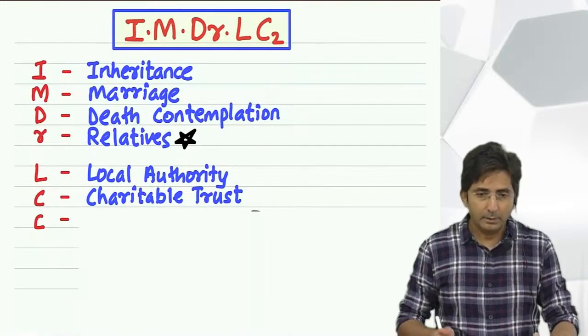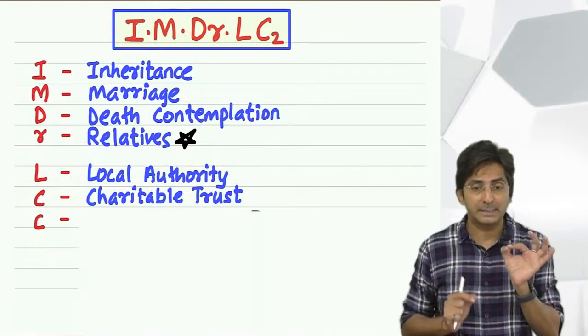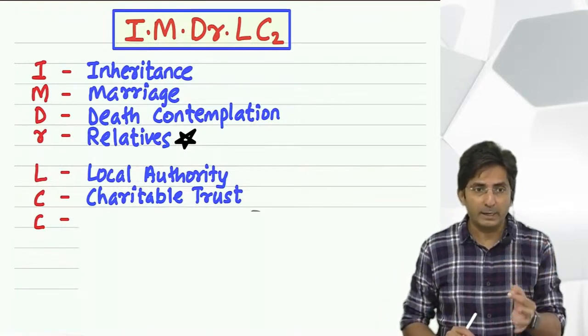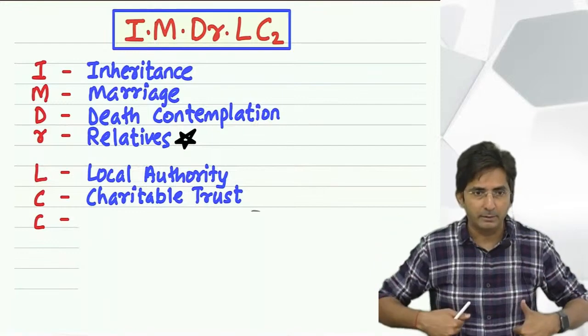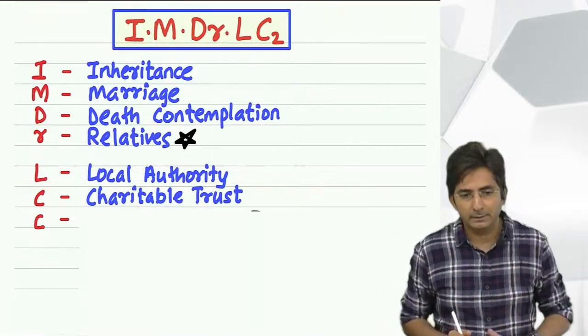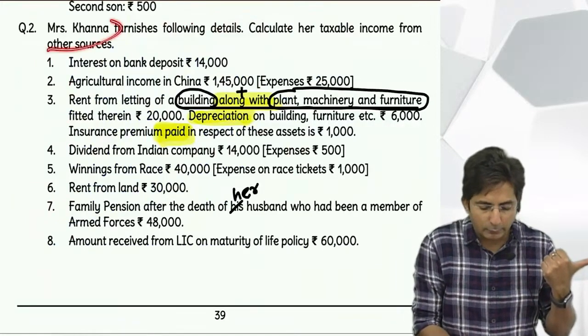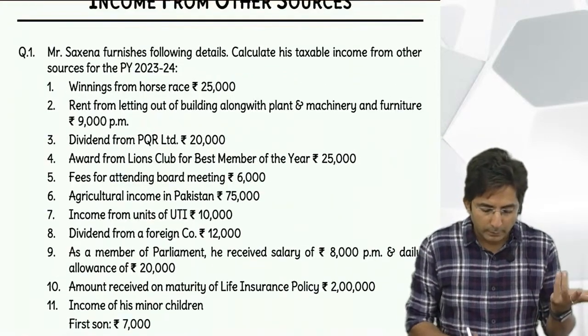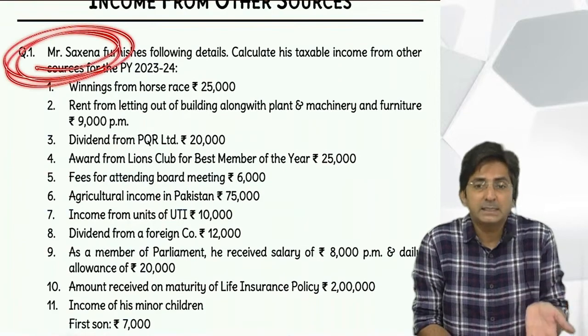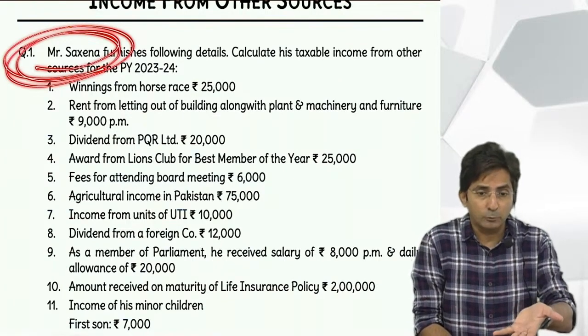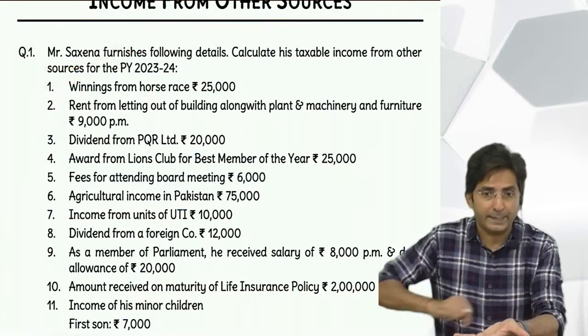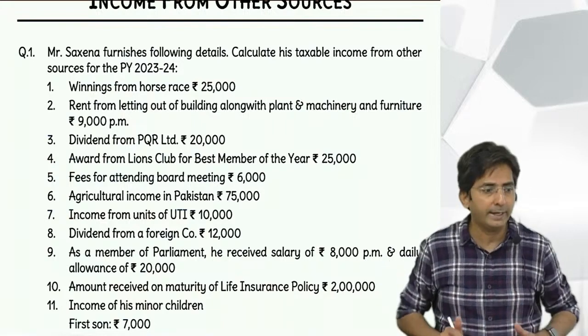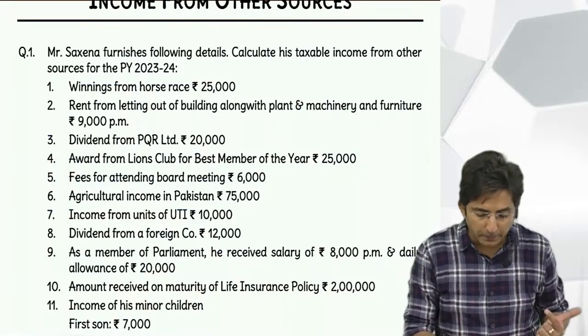Either the assessee's own treatment. See, you understand what assessee means. For example, if you are calculating my income, then Shirish Vyas will become the assessee. And in this question, we are calculating income of Mrs. Khanna, so Mrs. Khanna is the assessee. And similarly, here Mr. Saxena is the assessee. Assessee means the person whose income we are computing, who is being assessed. Okay. So it should be whose treatment?